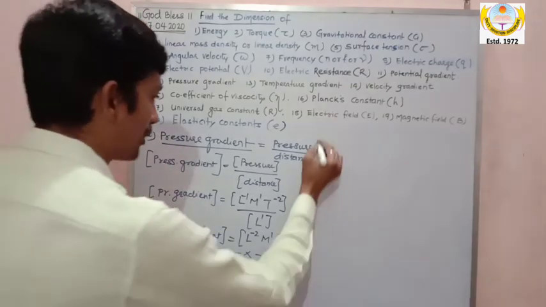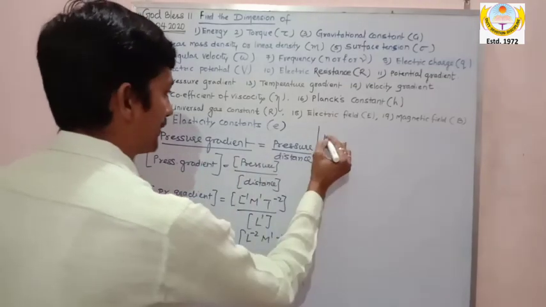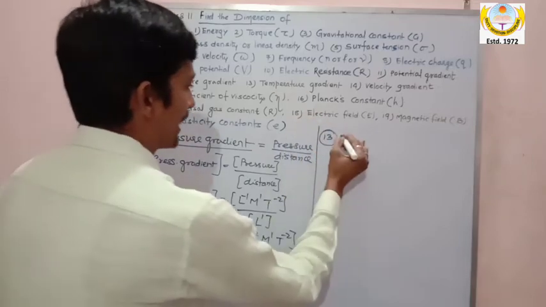Okay, now let's go to the next dimension. Dimension number 13, temperature gradient.